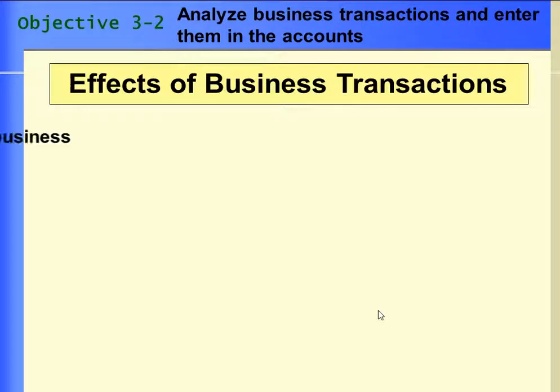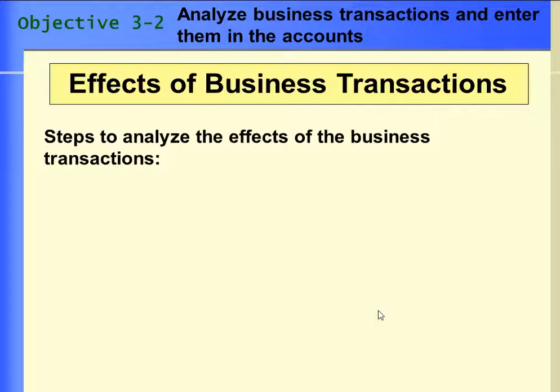So let's talk about the effects of business transactions. There are different steps when we analyze transactions. We have to look at the event. What are we actually doing? If we're hiring an employee, that's actually not an event. That's not an exchange. We're not increasing or decreasing anything. If we're buying something for the business, like supplies, we can be using cash to get those supplies. The supplies are an asset. The cash would be a reduction in an asset.